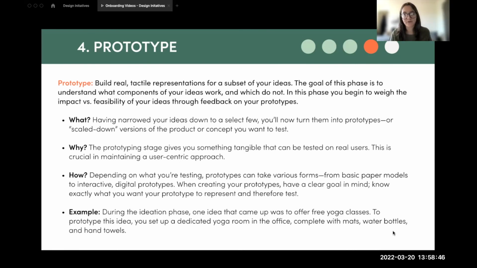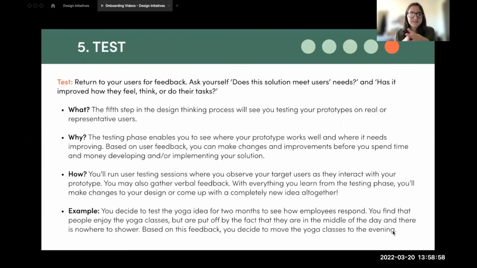So in our example, during the ideation phase, one idea that came up was to offer free yoga classes. And to prototype this idea, you set up a dedicated yoga room in the office, complete with mats, water bottles, and hand towels. So the last step is test.